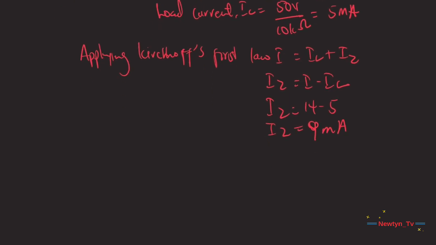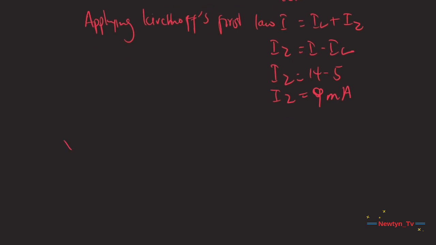9 milliampere. So what will be the minimum Zener current here? Let's find out and see. Minimum.